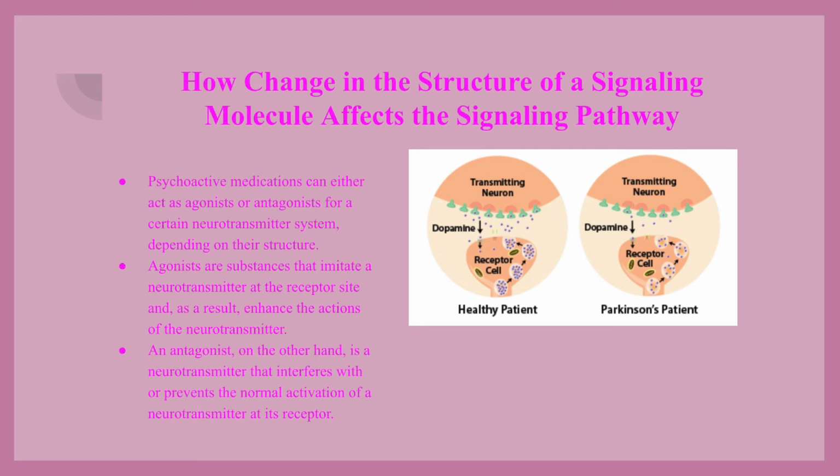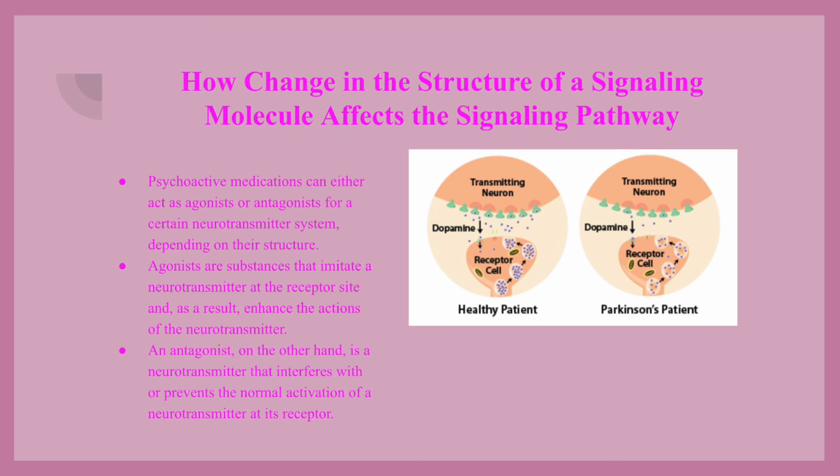How does a change in the structure of a signaling molecule affect the signaling pathway? So to understand how changes in structure affect the response of neurons, we will apply this concept to medications. Psychoactive medications can either act as agonists or antagonists for a certain neurotransmitter system, depending on their structure.